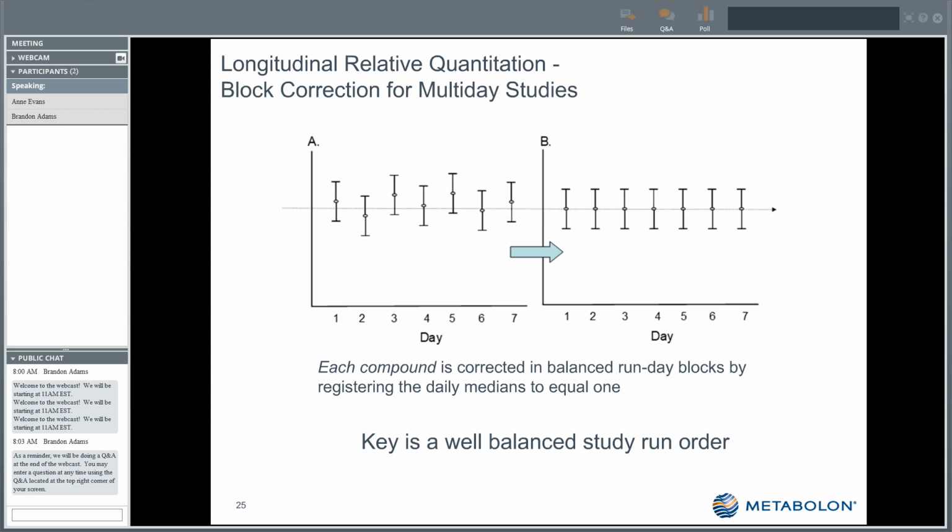But the key assumption here is that this comes with an extremely well-balanced study run order. If you have more females run on day 1 than day 2, you're going to normalize out that difference. If you've got more cases or more controls on any given day in a study, that can absolutely hurt the normalization, and you will decrease its accuracy. So there are advantages and disadvantages. An advantage is that you don't have to have any additional samples. You are just using the samples that you have in the study to generate this normalization. So again, this works extremely well. This is our preferred method, but it does have some limitations in terms of knowing ahead of time how to appropriately balance the study.